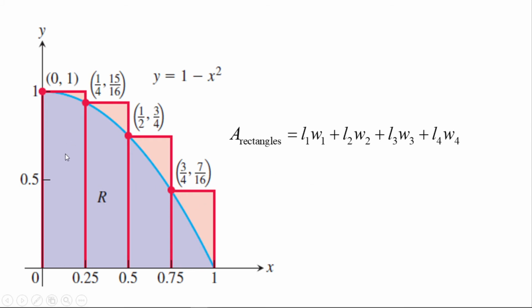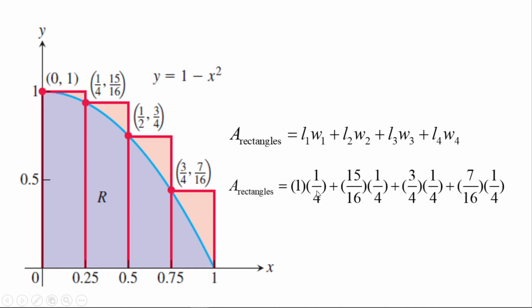Now finding the area of all the rectangles and then adding them, the area for rectangle 1 is 1 times 1/4. The area for the second rectangle is 15 over 16 times 1/4. The area for the third is 3/4 times 1/4. And the area for the fourth is 7/16 times 1/4. Summing up all these 4 rectangles, we have 25 over 32 or 0.78125.